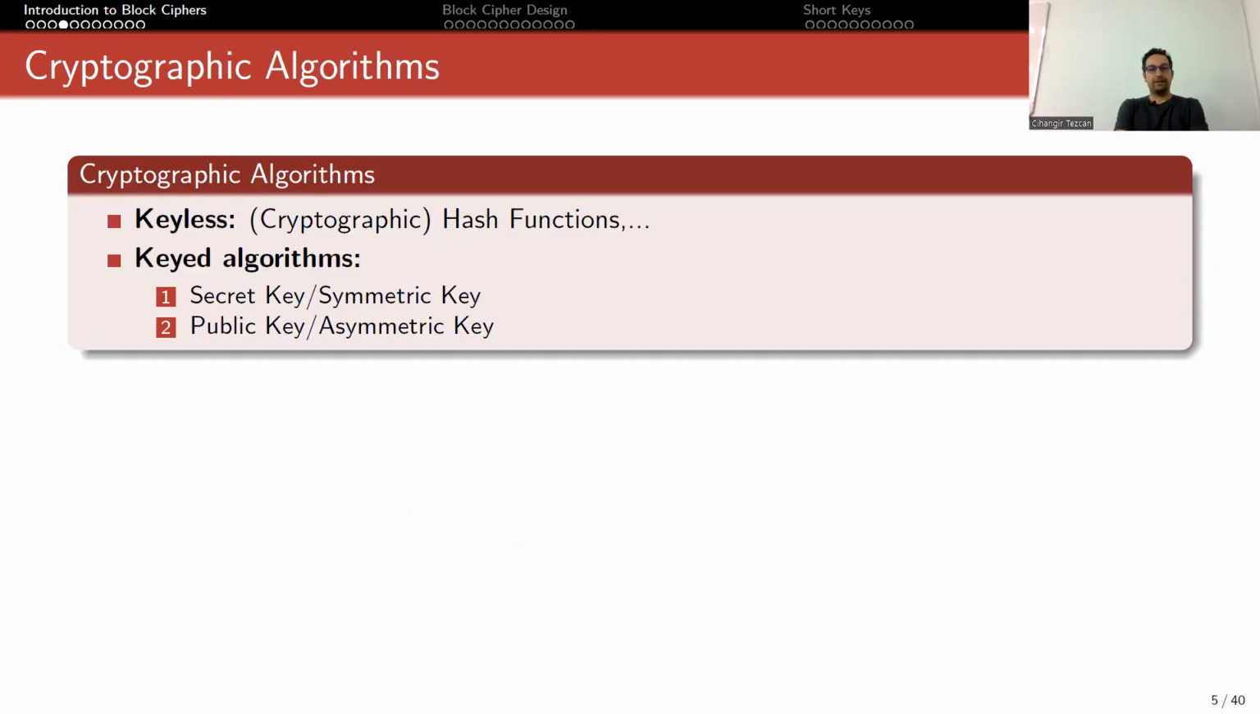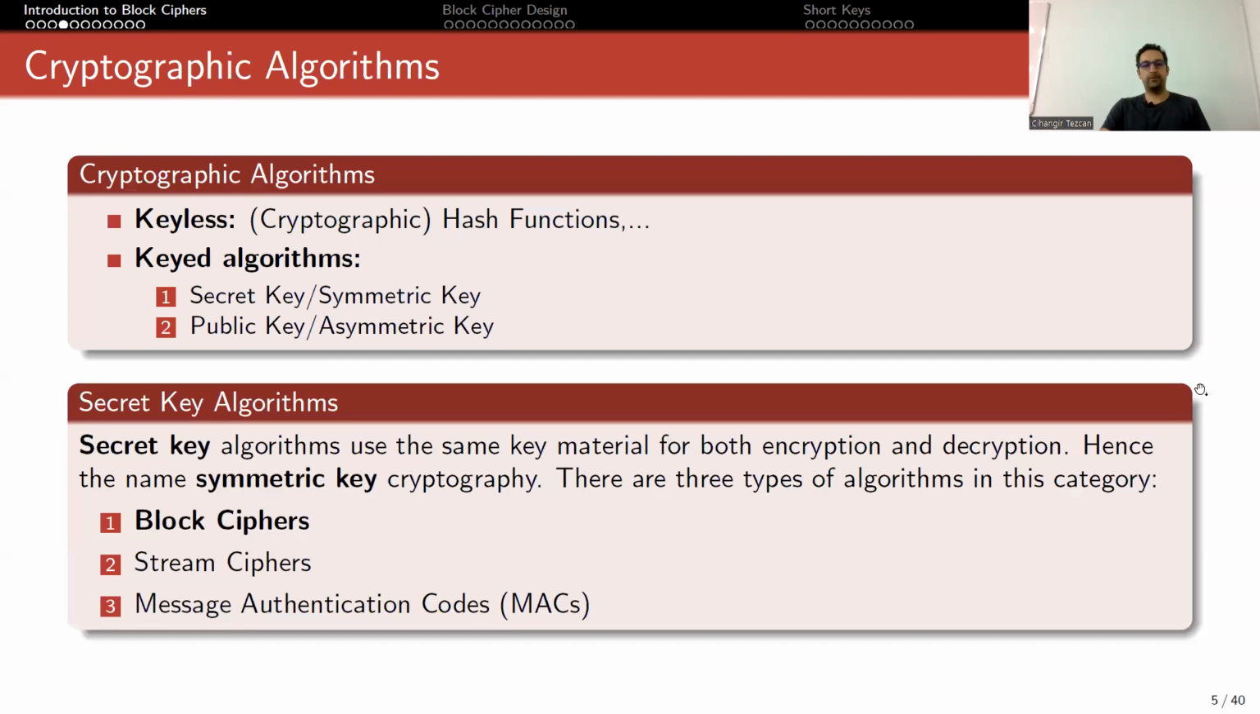So let's talk about cryptographic algorithms. Some algorithms use a key and some do not. For instance, cryptographic hash functions are keyless algorithms, so you don't have secret information that is shared between parties. But in the case of encryption, we need keys so that communicating parties can agree, right? Or also for message authentication and so on. So we divide these keyed algorithms as symmetric and asymmetric, or secret key and public key.